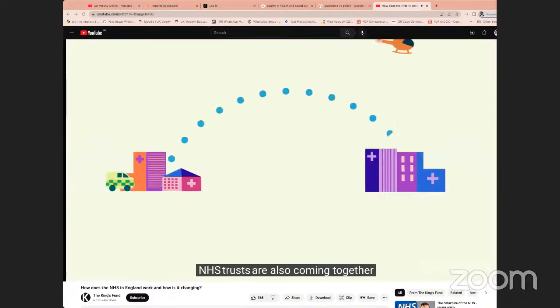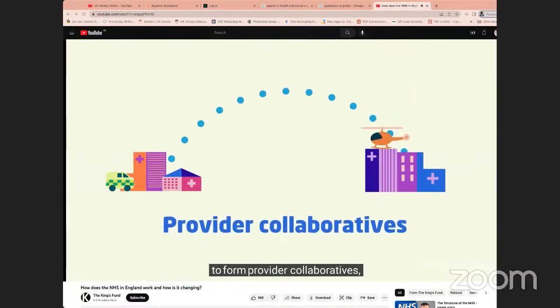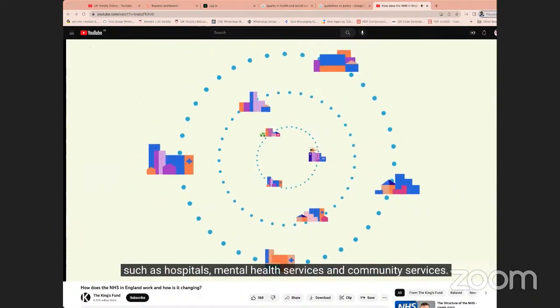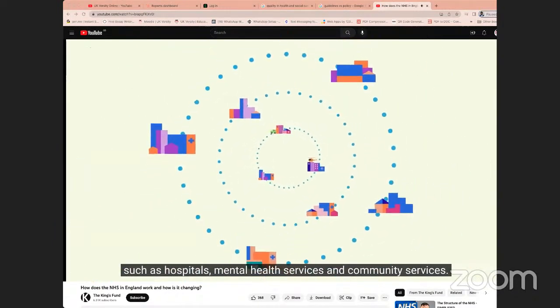NHS trusts are also coming together to form provider collaboratives, new partnerships that can bring together providers such as hospitals, mental health services, and community services.